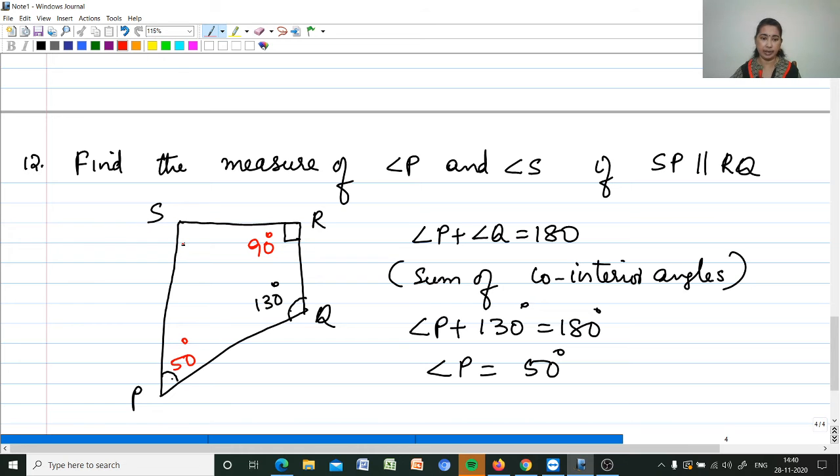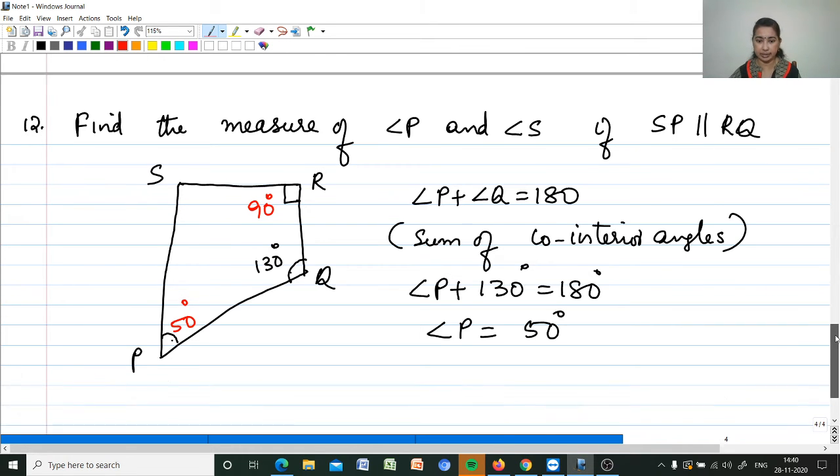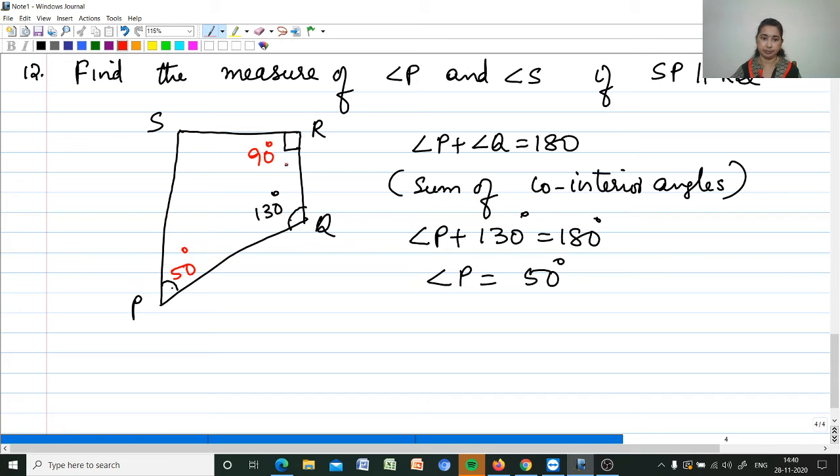Now how much is angle S? We can find how much is angle S. Since it is a quadrilateral, the total angle sum will be 360, or you can find it using the fact that SP and RQ are parallel lines. So these two angles also will be 180. So angle S plus angle R is also equal to 180, because those are also co-interior angles. Since these two lines are parallel, these two angles sum to 180.